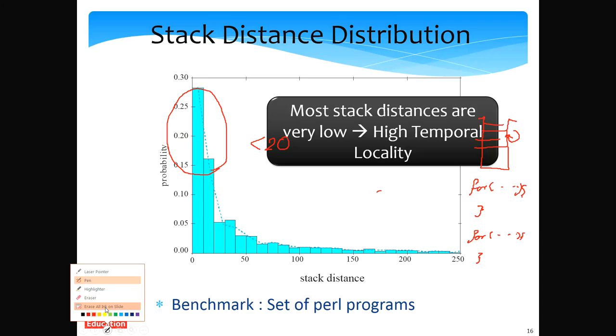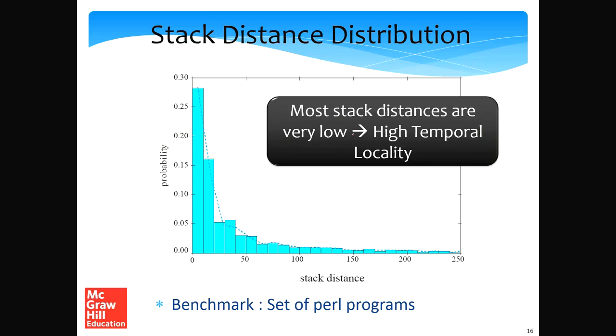So most stack distances are fairly low, and this indicates to us that there is a high degree of temporal locality in the set of Perl programs that we consider. But even if we were to plot this graph for other kinds of workloads, we would see similar distributions.